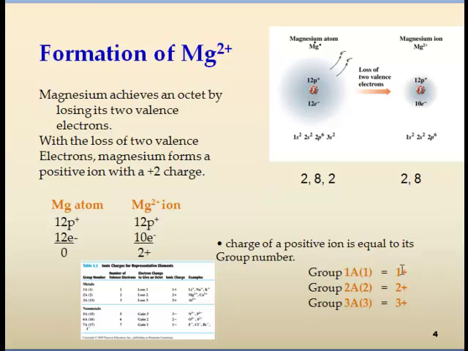So always remember, metals will always form the positive ions, and these positive ions are called cations. So the positive ions are your cations. Cation always indicates positive ions.